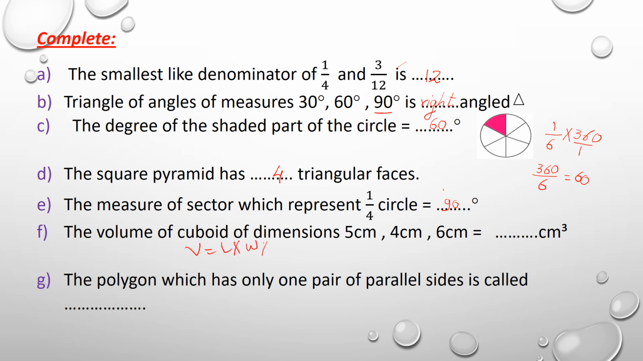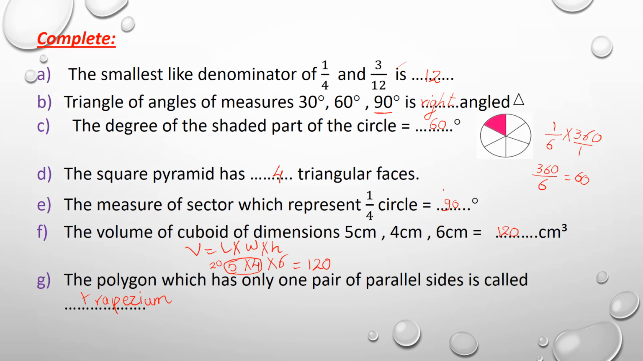Okay, the volume of cuboid of dimensions 5 cm, 4 cm, and 6 cm equal dots centimeter cube. Volume equal length times width times height, 5 times 4 times 6. 5 times 4, 20, 20 times 6, 120. So it's 120 centimeters cube.